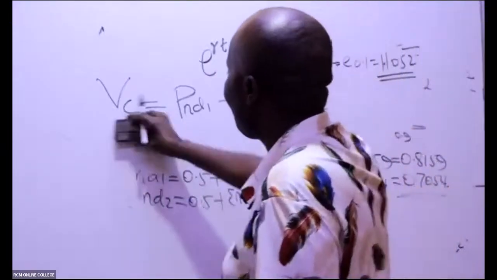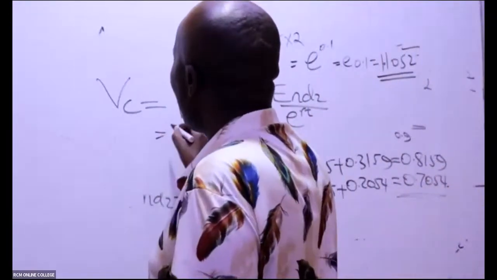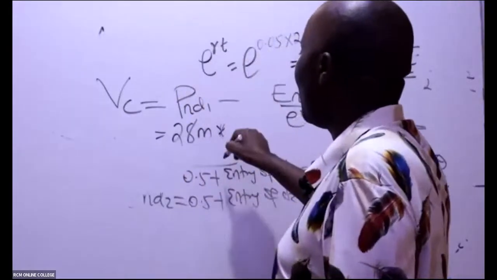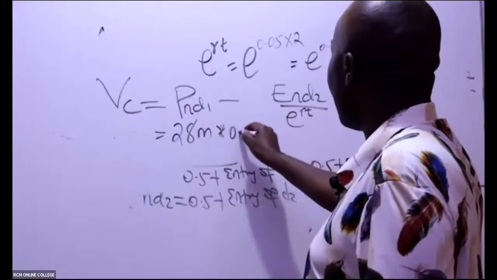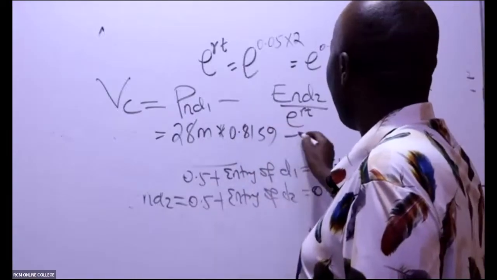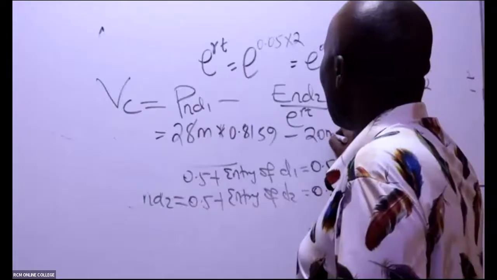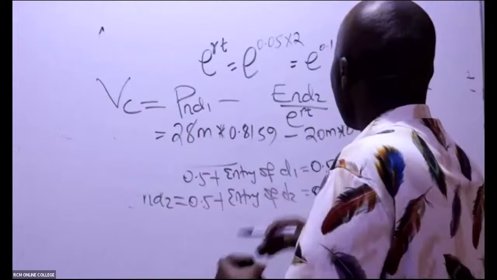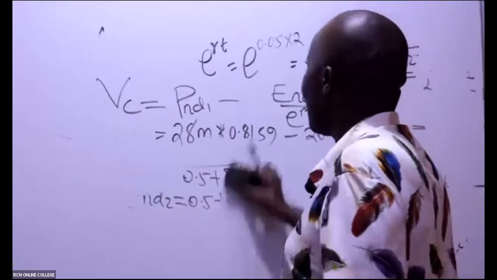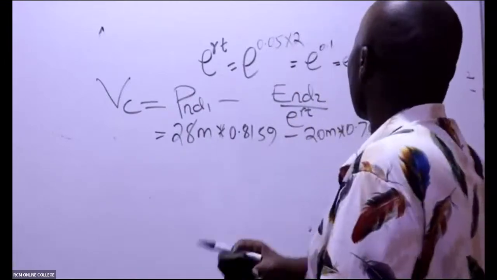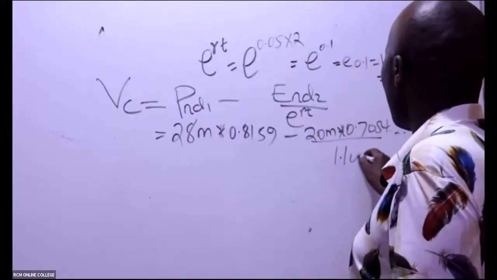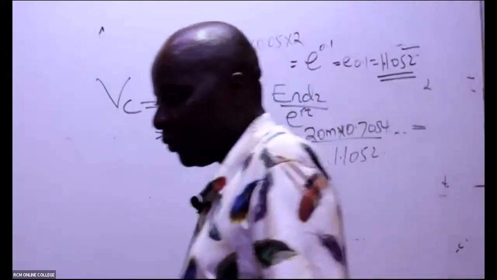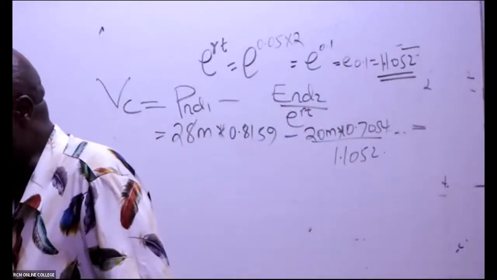Now we have everything. Are you able to remember our present value? Was it 28 million? Times N(d1), which is 0.8159. Minus the exercise price, which was 20 million, times N(d2), 0.7054. But remember, this exercise price is being discounted using this. So you divide this by 1.1052. Then at the end of the day, ladies and gentlemen, what figure? Somebody should be able to assist Ching.